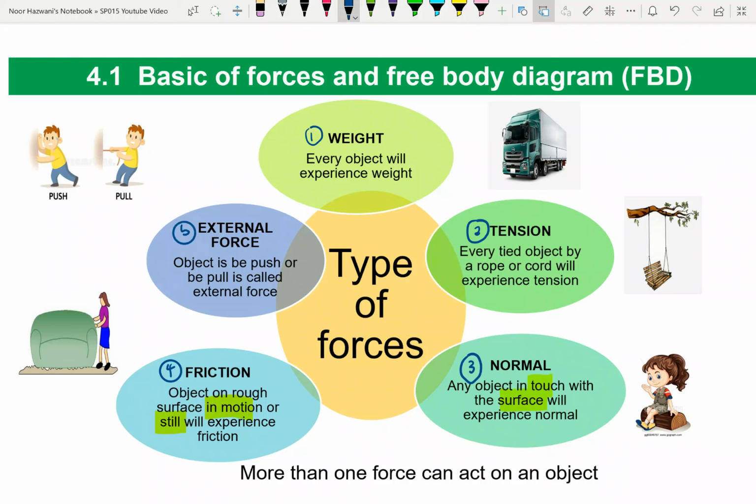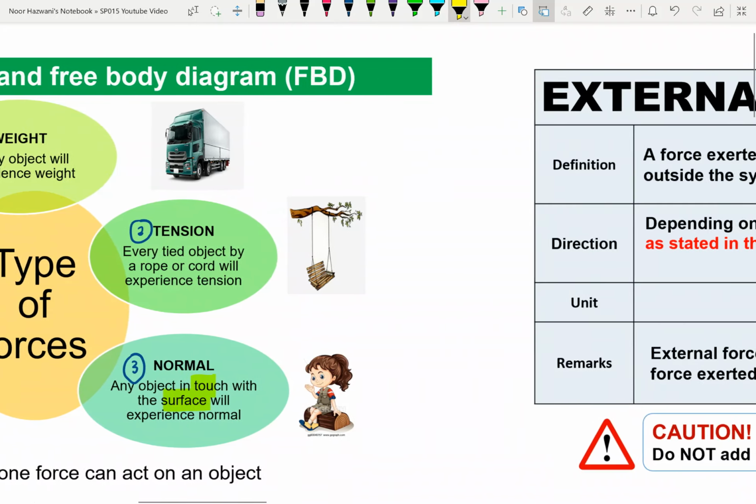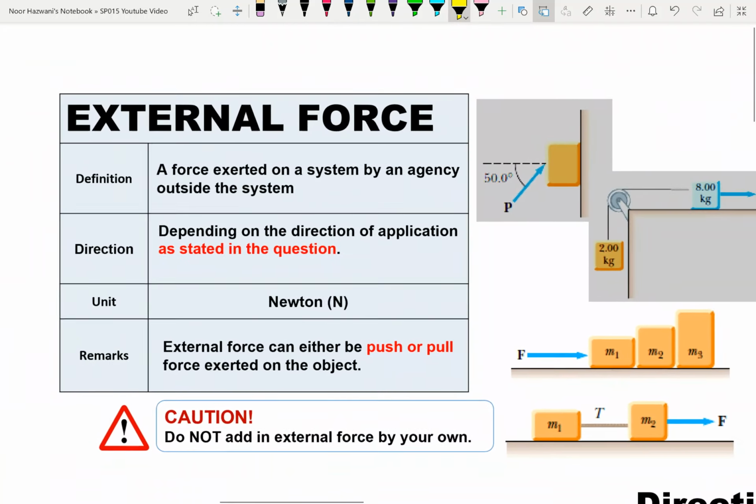Okay, and then the last one is number 5, we have external force. So external force ni actually it involve push and pull. So depends on the question. Kalau dalam question tu dia ada mentions about the action of push or pull, so means dia ada external force. Okay?